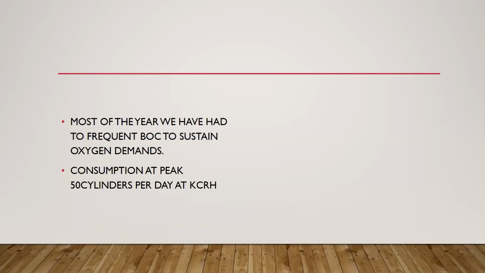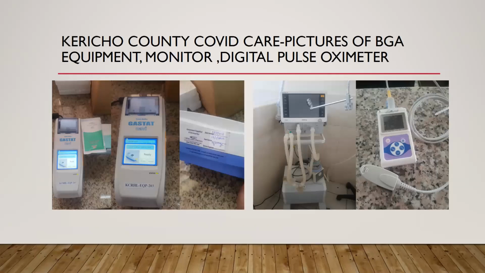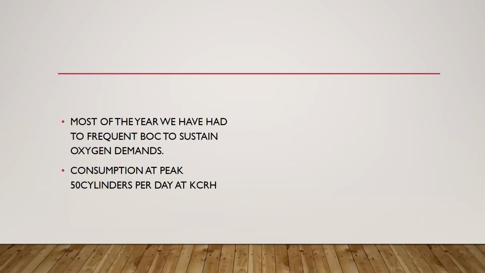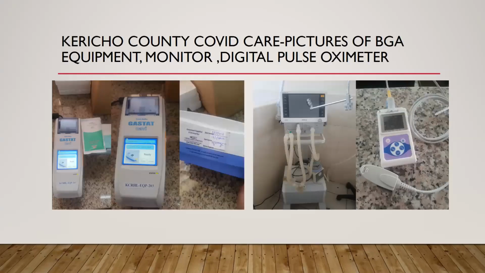Okay, I talked about this. This year, our demand for oxygen has been very high, and at the same time the plant has been failing us, such that on a single day, we have to procure almost 50 cylinders of oxygen from Kisumu, so that we can sustain oxygen to our patients who are in the isolation ward. Next slide.